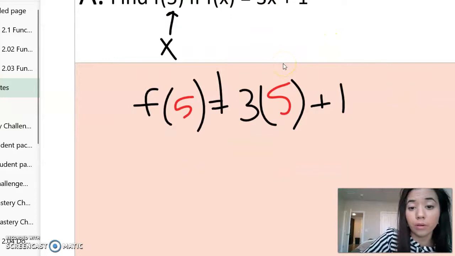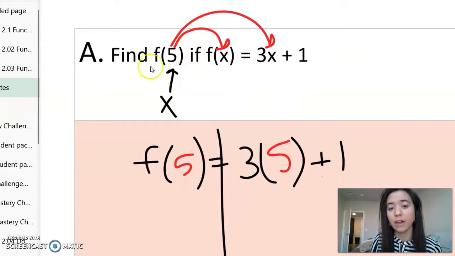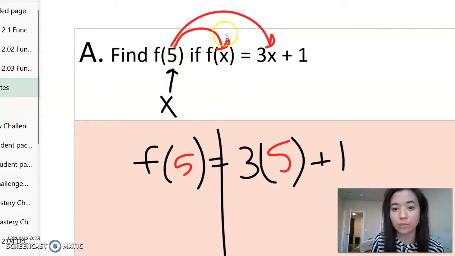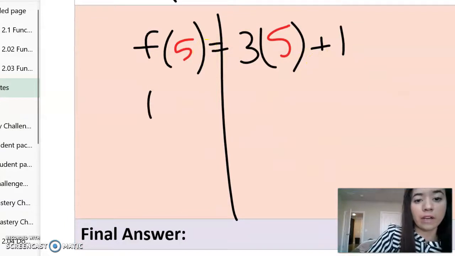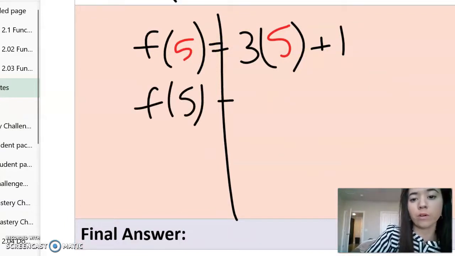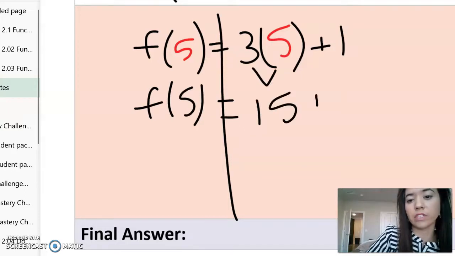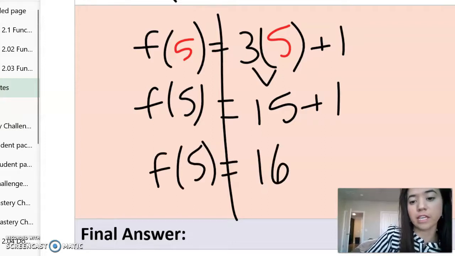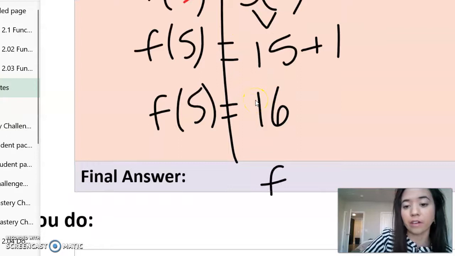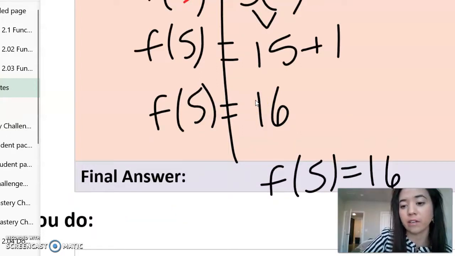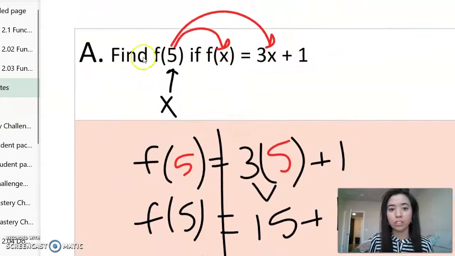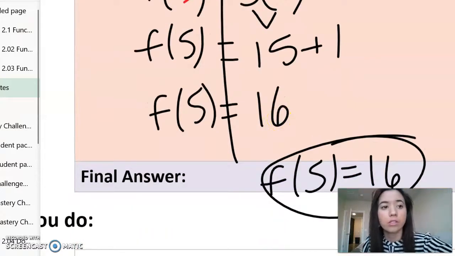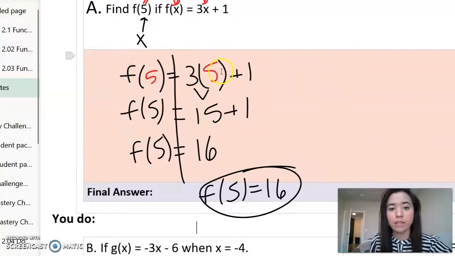And now we solve. So again, f of 5 means 5 is my input, so I'm going to replace x wherever I see it with a 5. So now I have f of 5 equals 3 times 5 is 15 plus 1. So then f of 5 equals 16. And that's your final answer. F of 5 equals 16. Again, that was our original question, find f of 5. So we plugged 5 in wherever we saw an x, solved it, f of 5 equals 16.